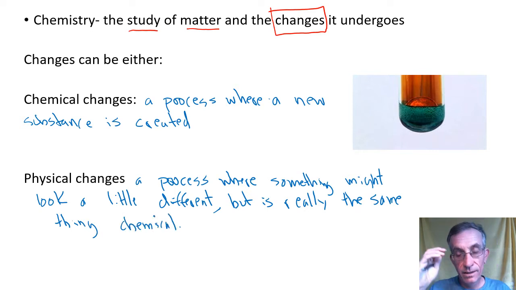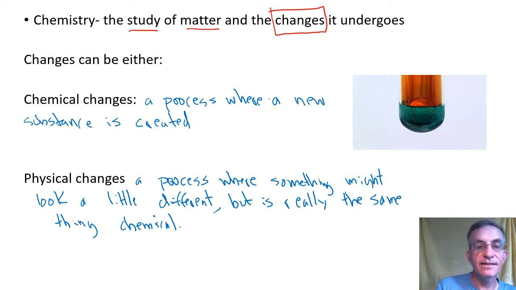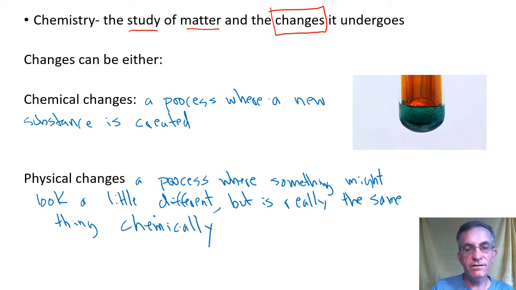Oh man, that's just too messy. Let's erase it and we'll write it again. It's really the same thing chemically. There we go. A little better, huh? All right. So, a chemical change, a process where a new substance is created. A physical change is a process where something might look a little different, but it's really the same thing chemically.